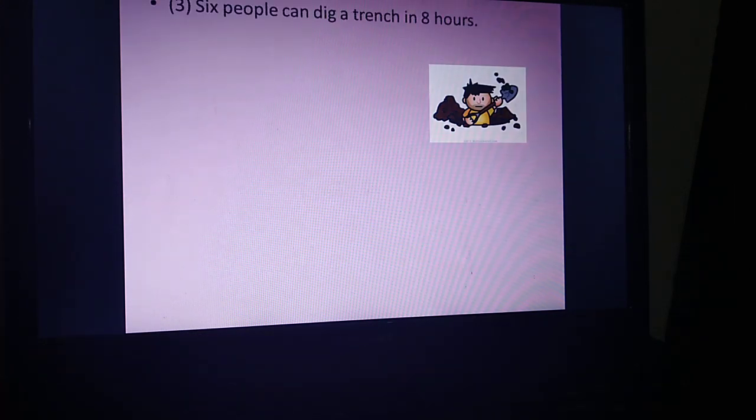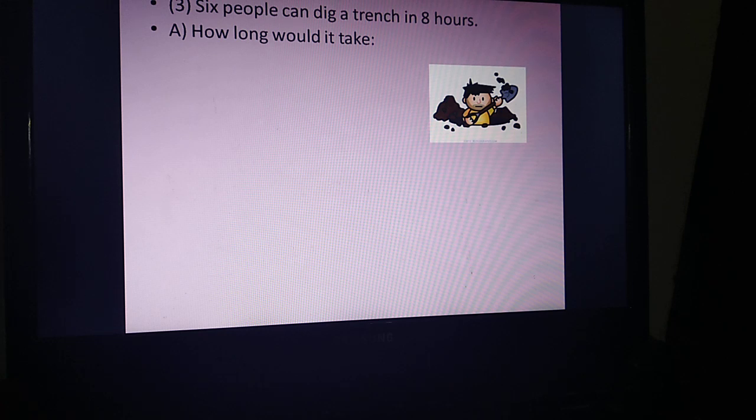The next question is about workers. We have 6 people digging a trench. Trench اللي هو نفق, okay, in 8 hours. Now, they're digging and finishing the job in 8 hours because there are 6 people.